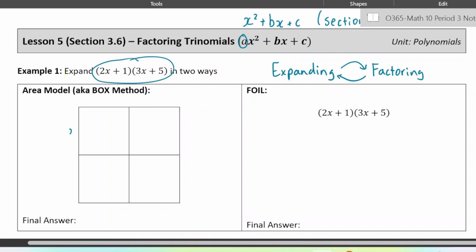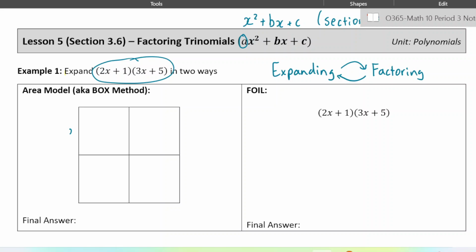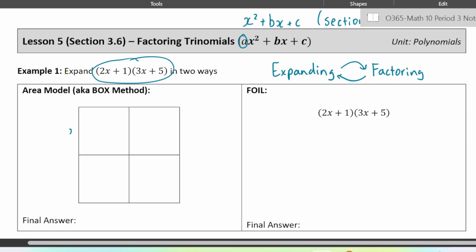So this is in factored form right now. There's 2 brackets, each with 2 terms. So I'm going to use 2 methods here, the box method and the FOIL method. I want to use these 2 methods because I want to point out some patterns in the final result that we're going to use in our puzzle when we're factoring.